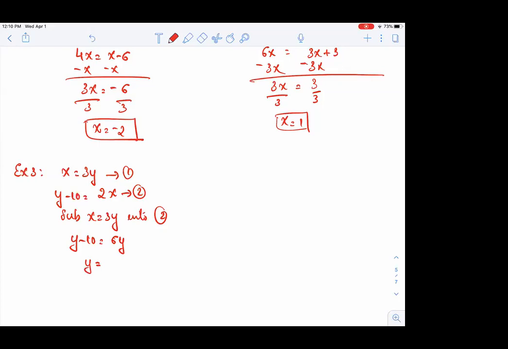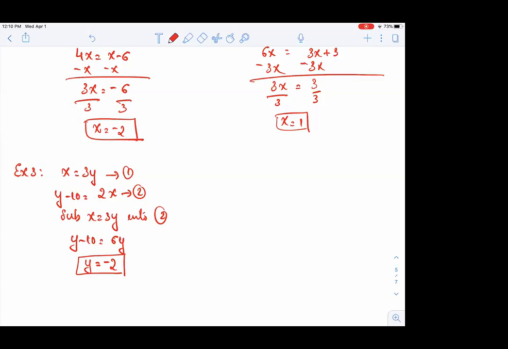What is y? 2. That's 2 or negative 2? Positive 2. Wait, no, sorry, negative 2. Okay, so we got y. Are we done with the problem? No. No, because we have to find both x and y.